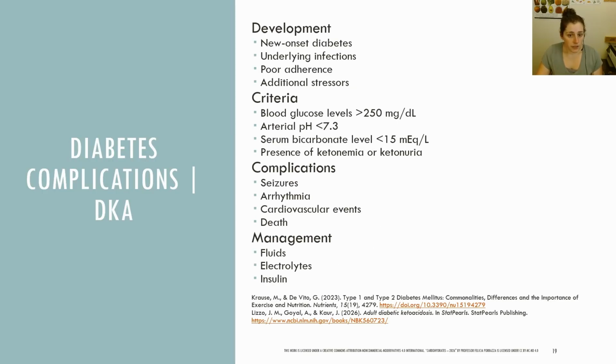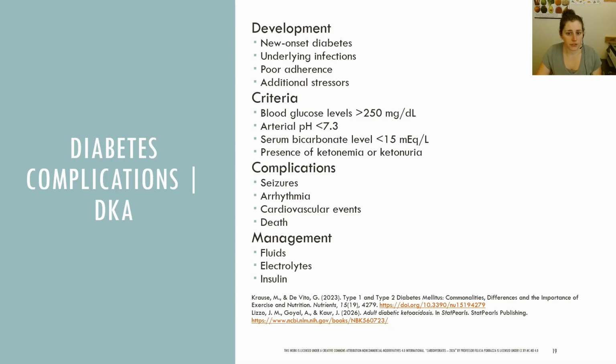DKA is a serious, potentially life-threatening complication of diabetes characterized by hyperglycemia, acidosis, and ketonemia. Although most often associated with type 1 diabetes, it can also occur in patients with type 2 diabetes. The development of DKA commonly results from new onset diabetes, underlying infections, or poor adherence to therapy. Additional stressors such as acute illness, trauma, or medication effects may also precipitate the condition.